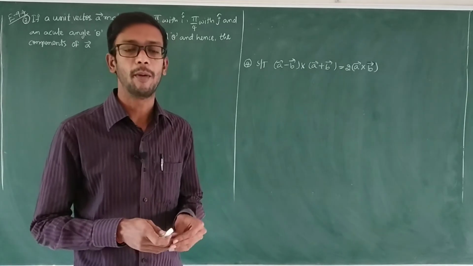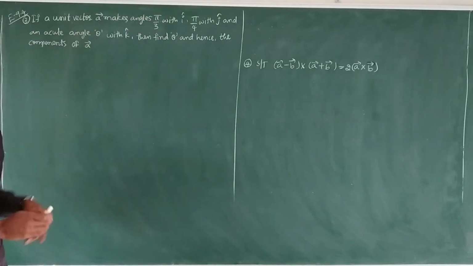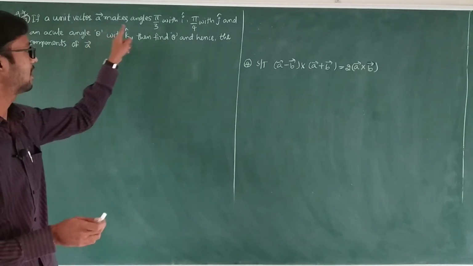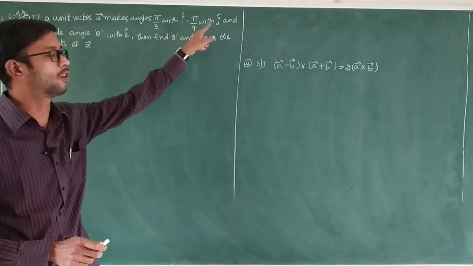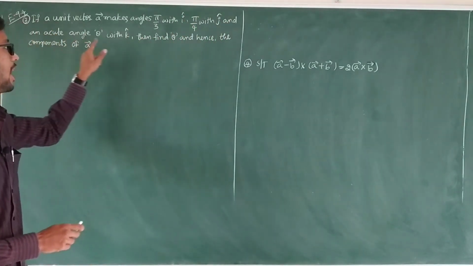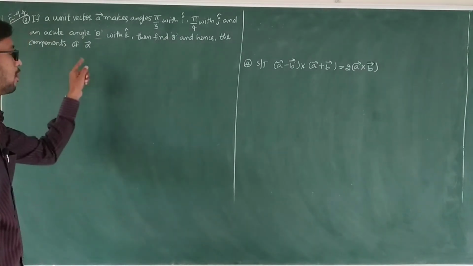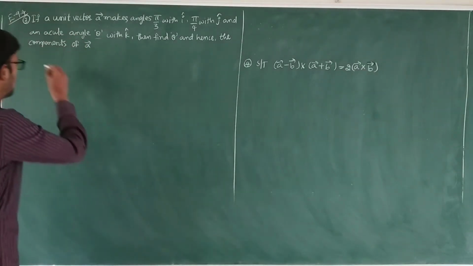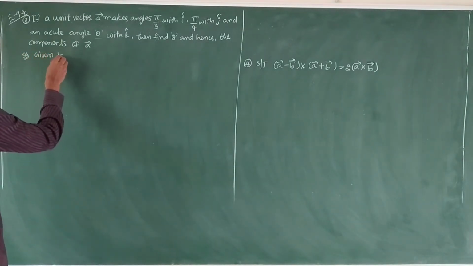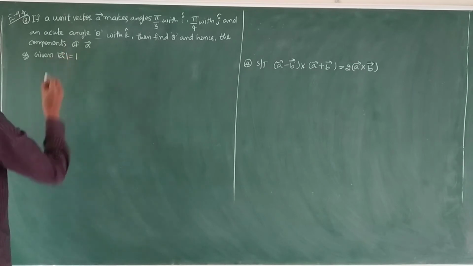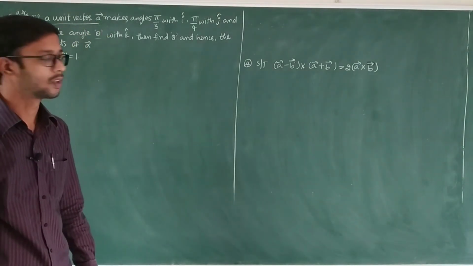Next, problem number 3 in the exercise. If a unit vector A bar makes an angle pi by 3 with I cap, pi by 4 with J cap and acute angle theta with K cap, you have to find this theta value and the components of A bar. So first I write the given things: magnitude of A bar is equal to 1, because it is a unit vector.